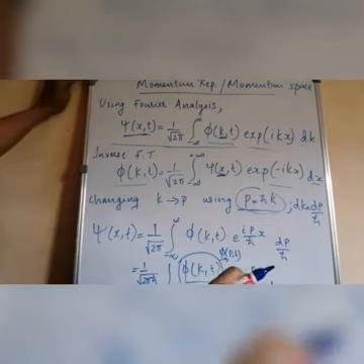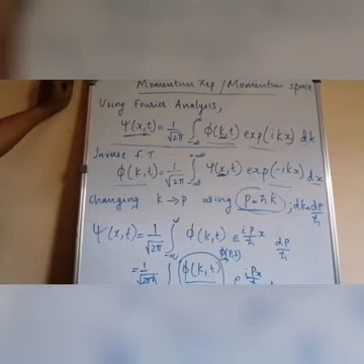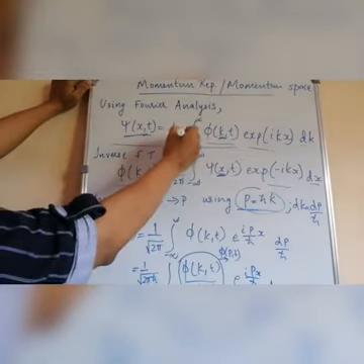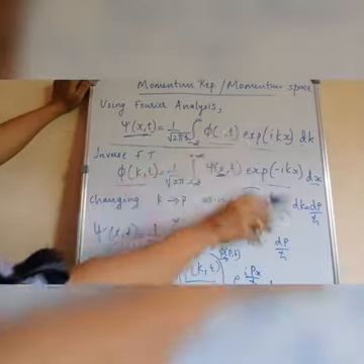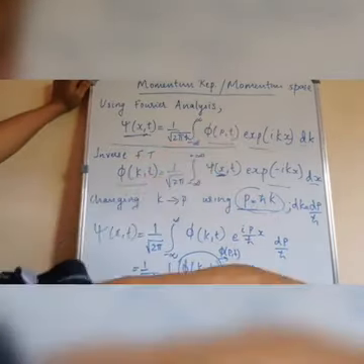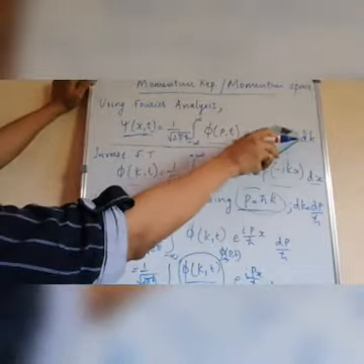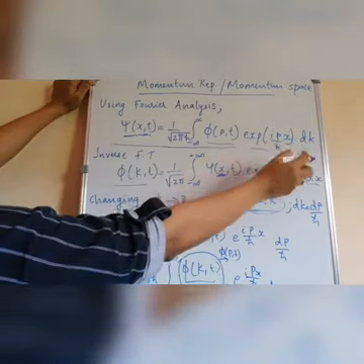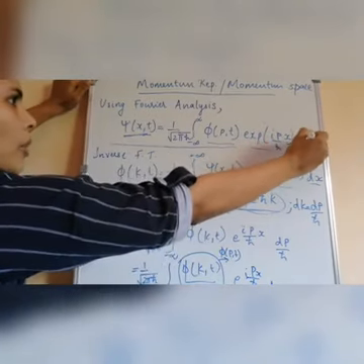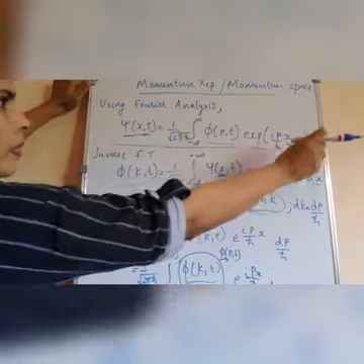So I'll rewrite it here. This is equal to psi of x comma t is equal to 1 by the square root of 2 pi h cut, integral phi of p comma t, e raised to i p x by h cut, dp.